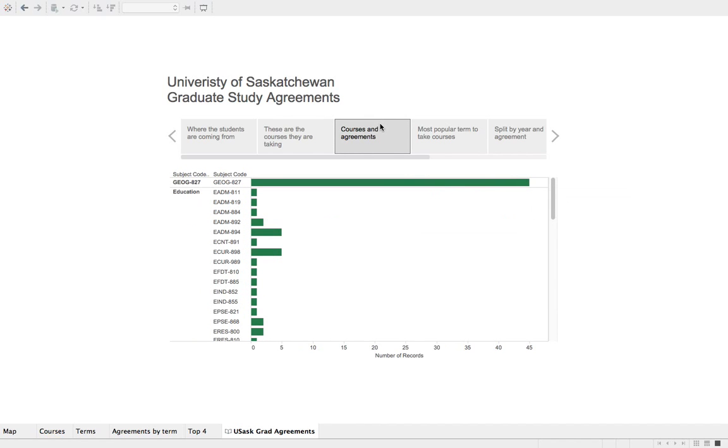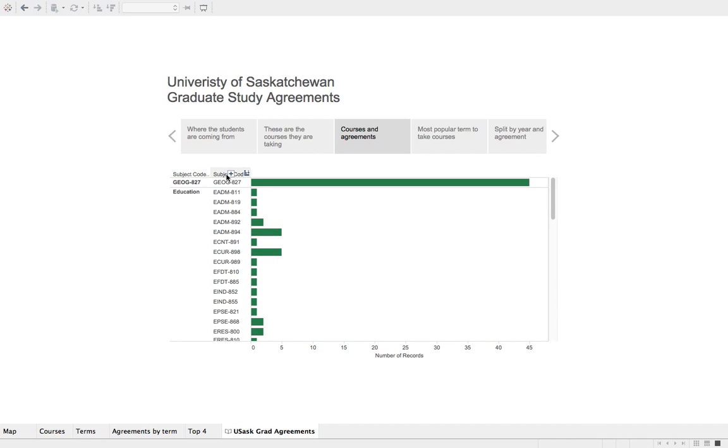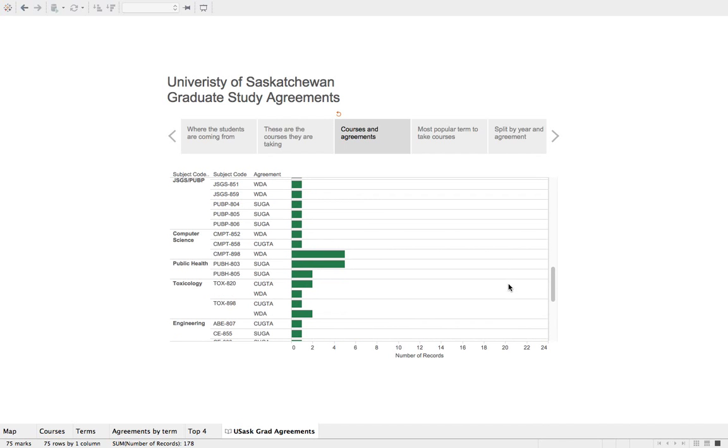The user is able to open up these groups to be able to see all of the specific courses being taken. They are also able to open it up one more time and see the different agreements that are being used for each of these courses.